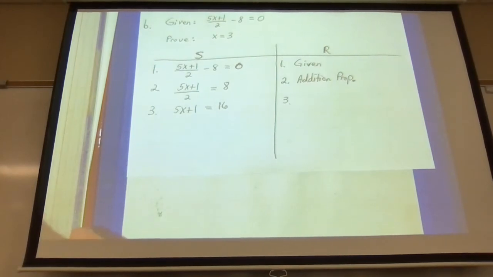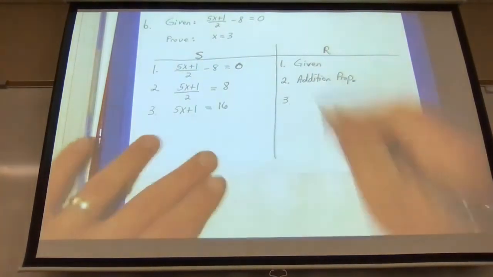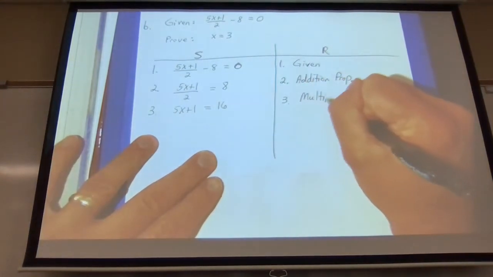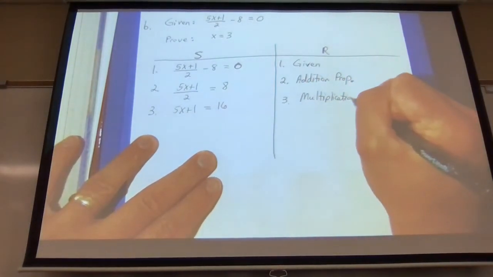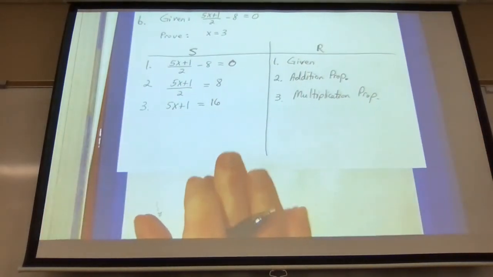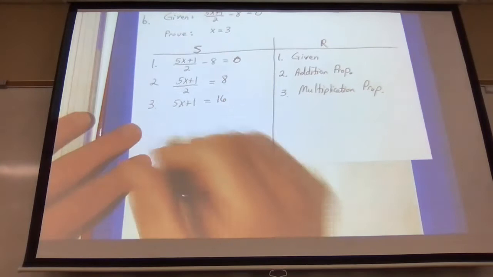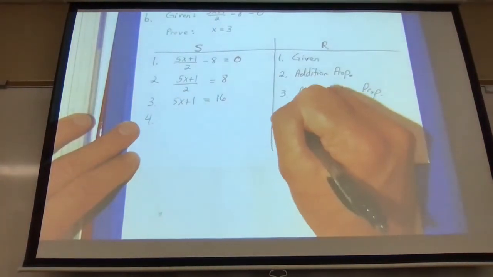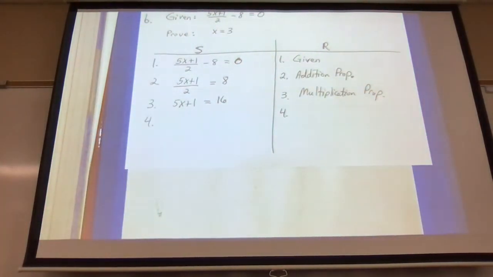Lily, if you multiply both sides by 2, what property is that? Multiplication property. Multiplication property lets you multiply both sides by the same number. All right, now we're almost there. A couple more steps and we got 5x plus 1 equals 16.